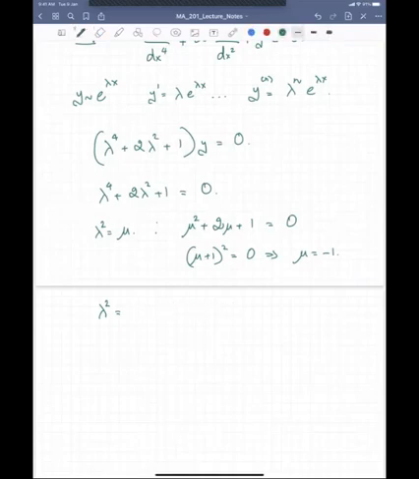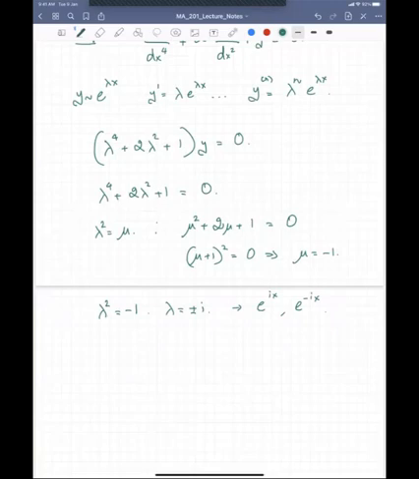So lambda square is minus 1. So what are the possible values of lambda in this case? So plus or minus i. Lambda is plus minus i, right? But remember that this is a 4th order differential equation, so I should be able to get 4 linearly independent solutions, right? So this tells me that my possible solutions are e to the ix, e to the minus ix, right?